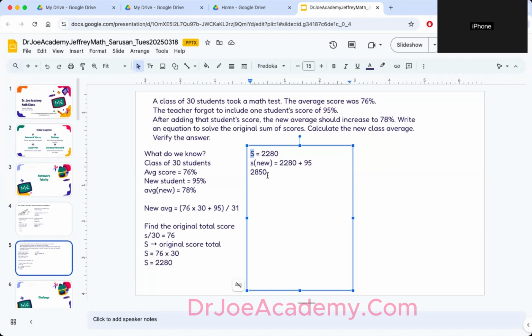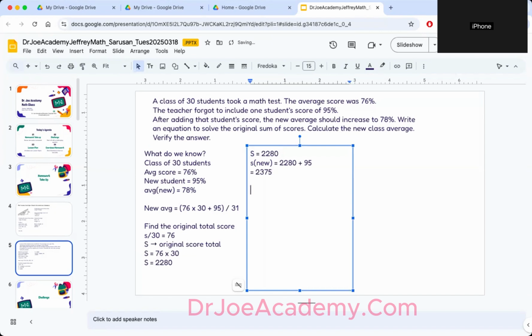Let's see, did I write that down correctly? 2850. I don't know if I got that correct. Let me double check that. Wait, yes, that's definitely wrong. All right, so that is our new total score for our class, including that new student. Let's put an equal sign right here.